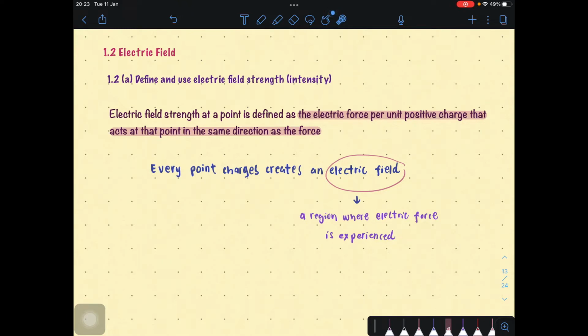The first learning outcome, you should be able to define and use electric field strength, or another name for it is intensity. So in this subtopic, you need to know that every point charge creates an electric field. So every charge, positive or negative, will create an electric field. So what is an electric field? Electric field is a region where electric force is experienced.